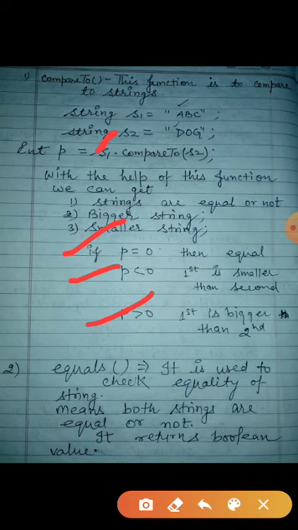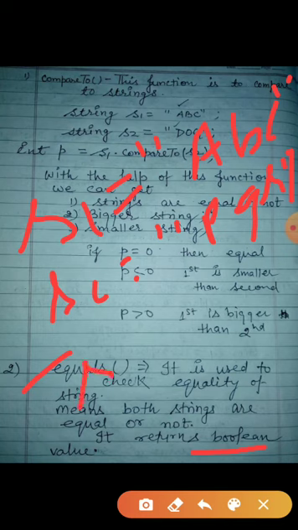Suppose you have taken two strings. First one, S1 equals ABC, and the second string, S2, is PQR. So how will you check it here? You will write S1 dot equals, full equals, and S2. Then it will return a value to P, a Boolean value. So here you will write boolean P. P will receive only a Boolean value. Boolean value means it will return true or false.